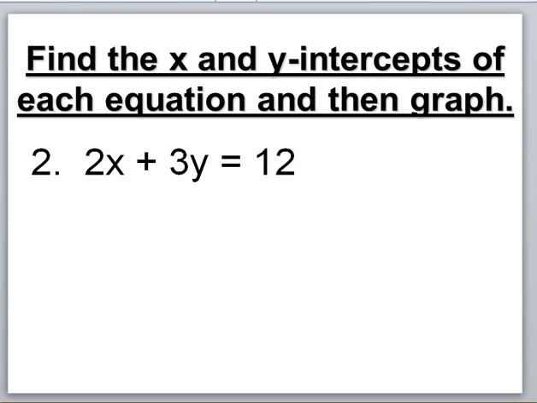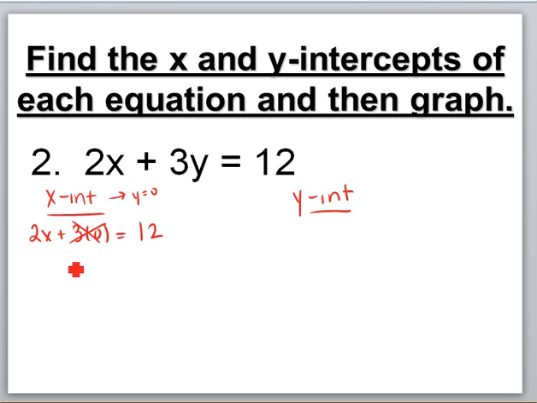My second example, we're going to keep doing the same thing. I like to make two columns, so I find the x-intercept and then the y-intercept. Remember, when I find the x-intercept, y is equaling 0. So I'm going to have 2x plus 3 times 0 equals 12. Well, 3 times 0 is really 0, so I have 2x equals 12. I solve the simple equation, I get x is 6. So my x-intercept is equal to 6.